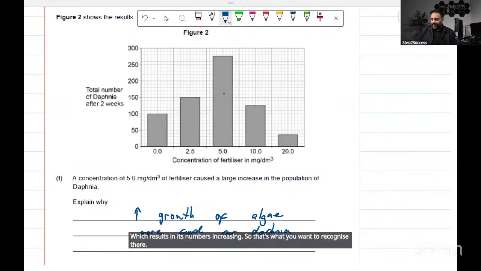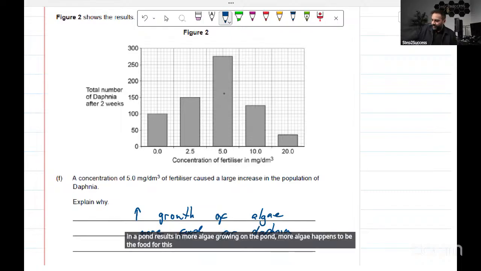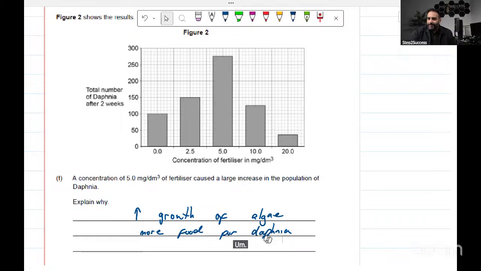That's a bit of a leap, but you have to make it here to understand that more fertilizer in a pond results in more algae growing on the pond. More algae happens to be the food for this thing. If there's more food for one thing, there's more of the thing that eats it.